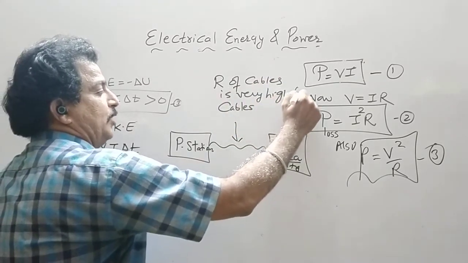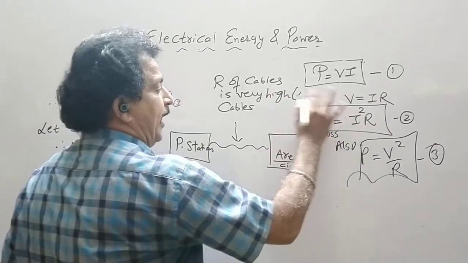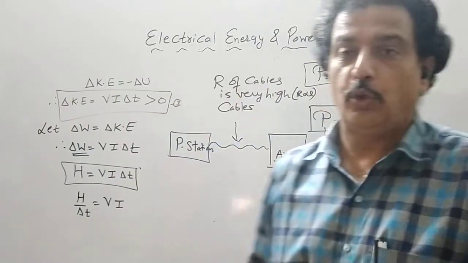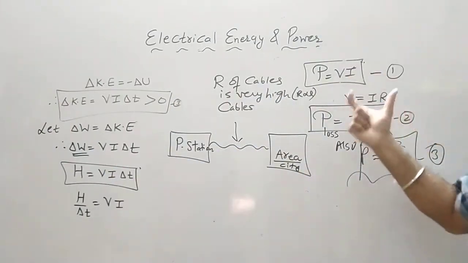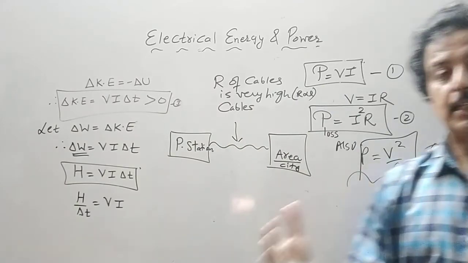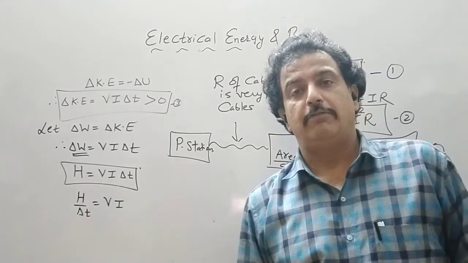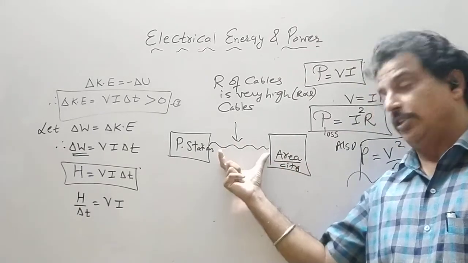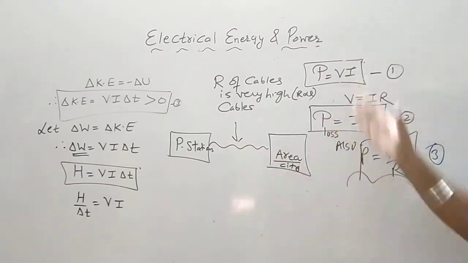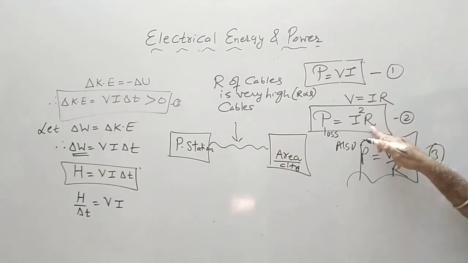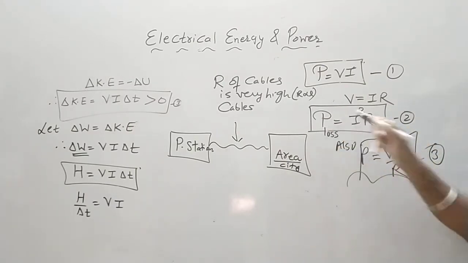Why is the resistance very high? Because R is proportional to L. We know that R is equal to rho L by A. So the resistance of this cable is very high. Now it is clear that if the resistance of the wire is very high, the power loss is also very large in this cable wire. These are the power losses. So if resistance is very high, there will be a power loss in it.